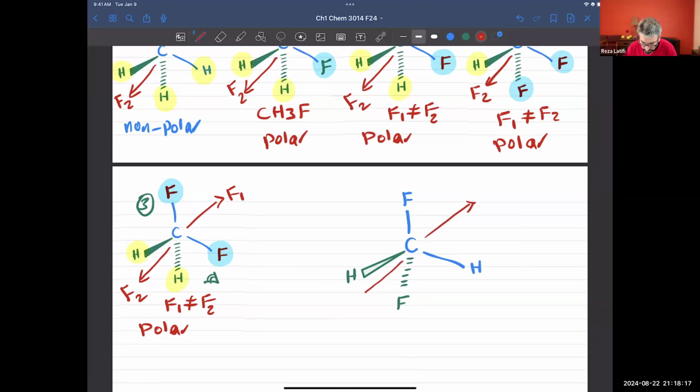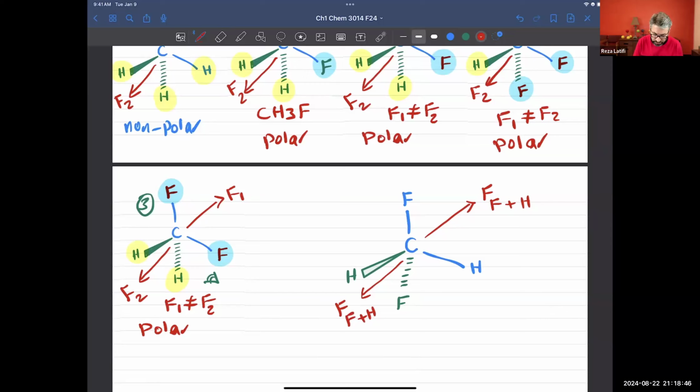Are they identical? It looks like they are identical. This is the force for fluorine plus the force for hydrogen, and they are identical, so they should cancel each other, and the molecule should be non-polar.